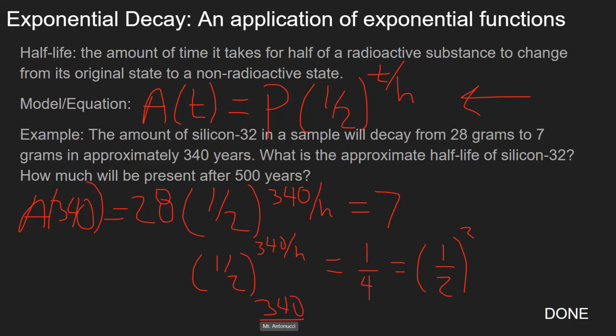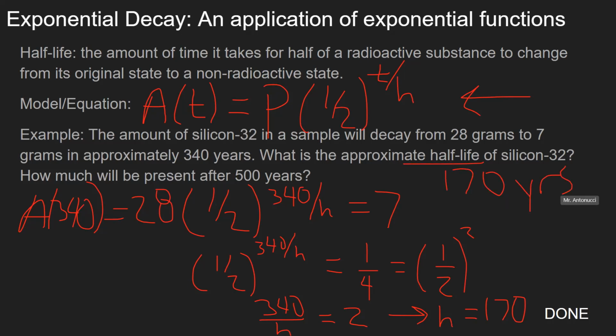over H equals 2. Now, if it doesn't work out nicely like this, like you're not always going to get the other exponent to be 2 or things to be a factor of 1/2, you can always solve this graphically using Desmos or your graphing calculator. Now, if you cross multiply and divide, you would get H equals 170. So the half-life is 170 years.